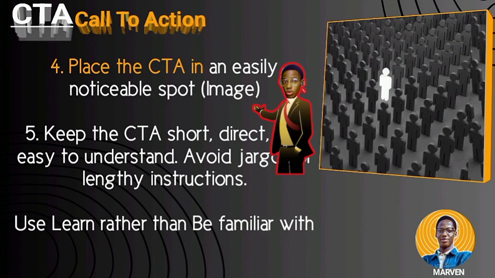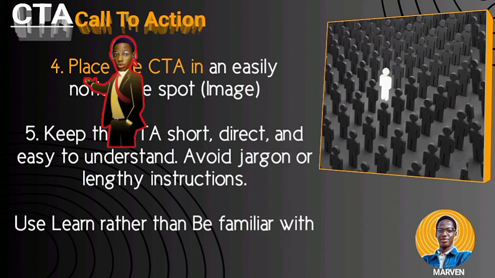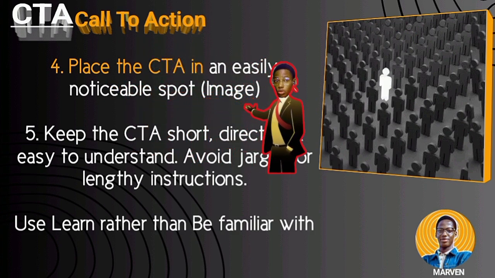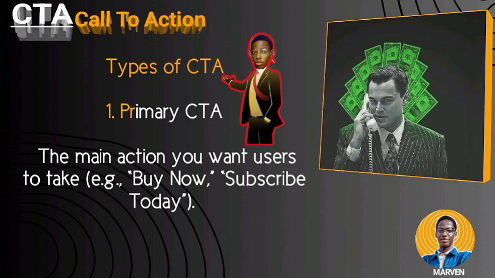The fourth strategy is for you to place your CTA in a noticeable spot. Right? When you look at some copy, when you look at some sales page, some of their CTAs are not placed where they can be seen easily. You have to click a menu and then click some other button before you get your CTA. No, do not make your CTA difficult to access.